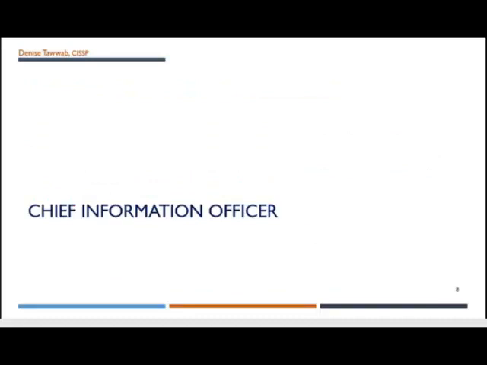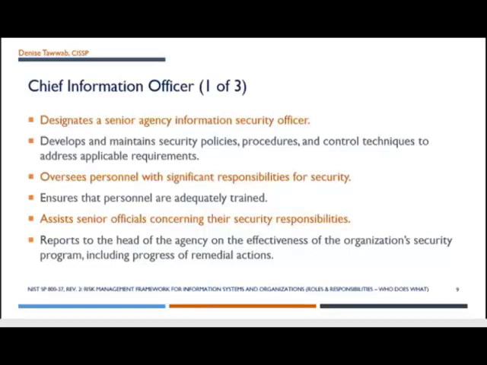All right, the next role is the Chief Information Officer. The Chief Information Officer designates a Chief Information Security Officer. He or she develops and maintains security policies, procedures, and control techniques to address many requirements. The CIO oversees personnel with significant responsibilities for security. They ensure that personnel are adequately trained. They assist senior officials concerning their security responsibilities. And the Chief Information Officer typically reports to the head of the agency or company on the effectiveness of the organization's security program, including the progress of any remedial actions that have to be taken.